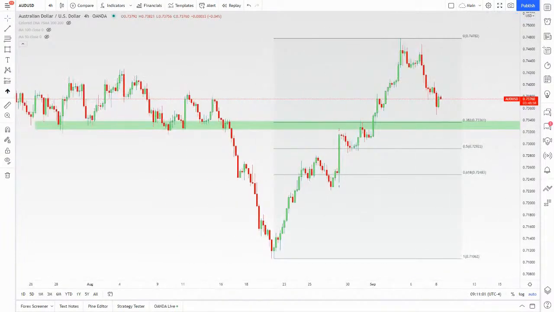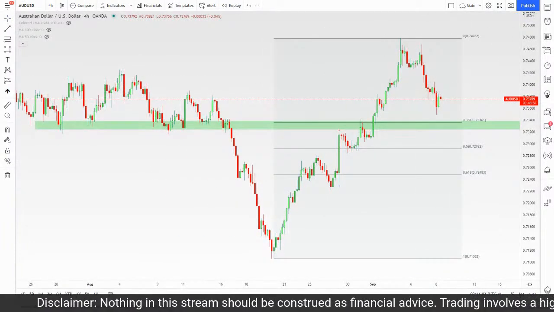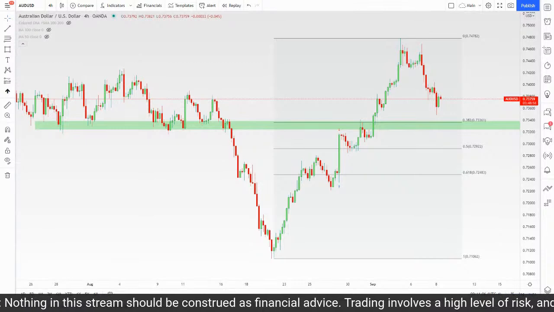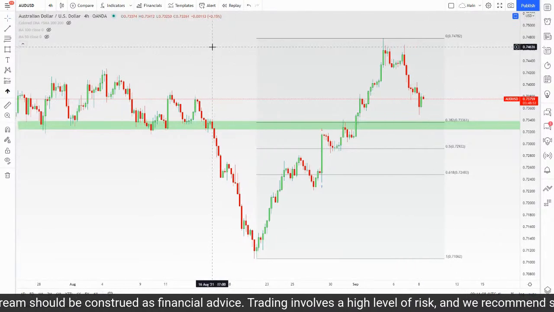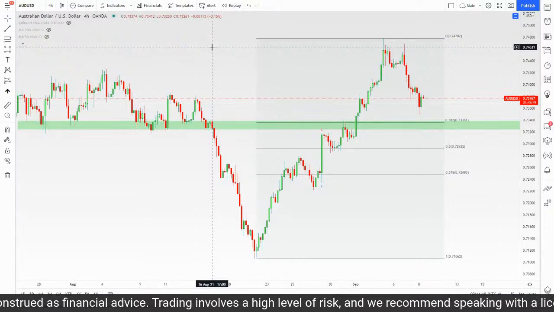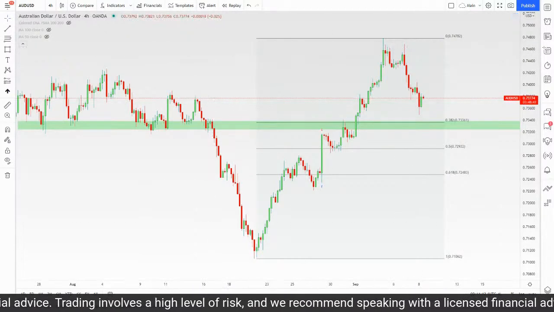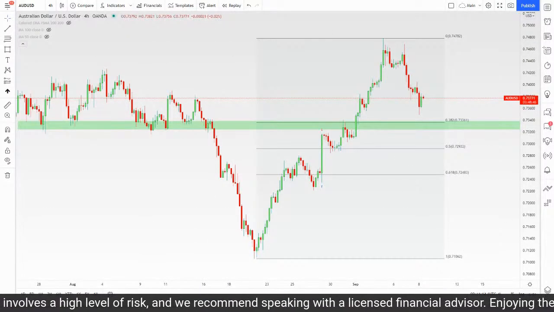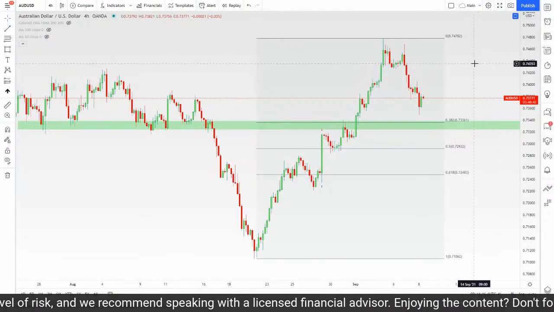Please remember that this is not financial advice. I'm not here to tell you what to do with your money. I'm just sharing my opinions. And as we go along today, there are quite a few US dollar currency crosses that are looking interesting. So with that said, we'll continue on here.